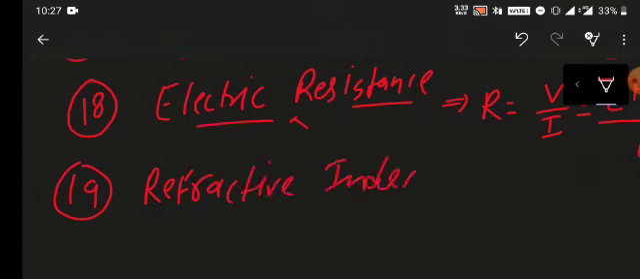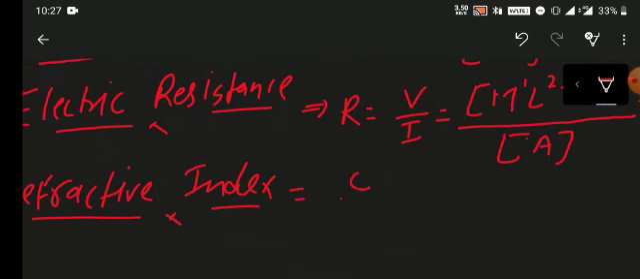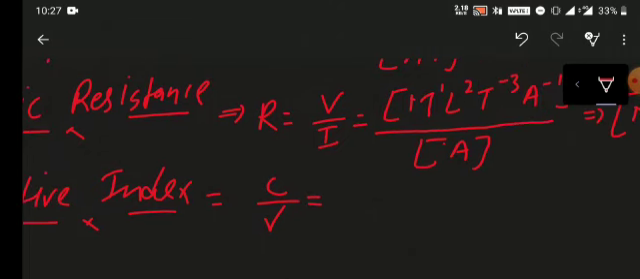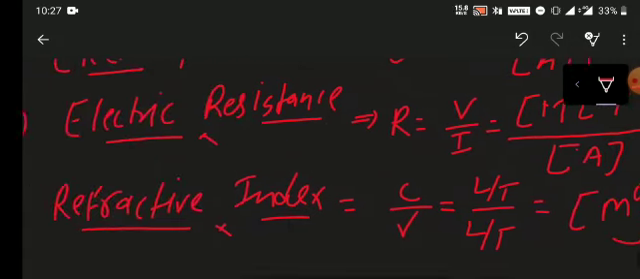Refractive index: you know that the refractive index is the speed of light in a vacuum upon the speed of light in a medium. So this is a speed ratio, and the dimensions cancel out, because speed has length upon time, they cancel each other, and this becomes dimensionless. Here it is dimensionless.